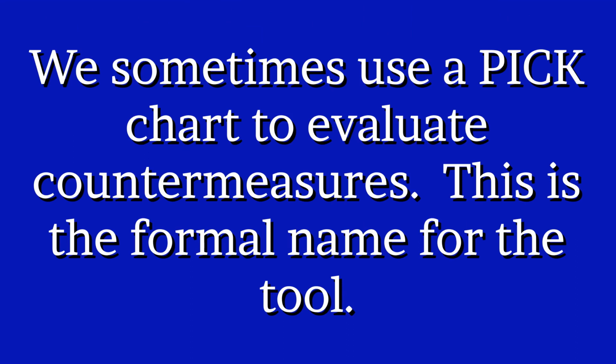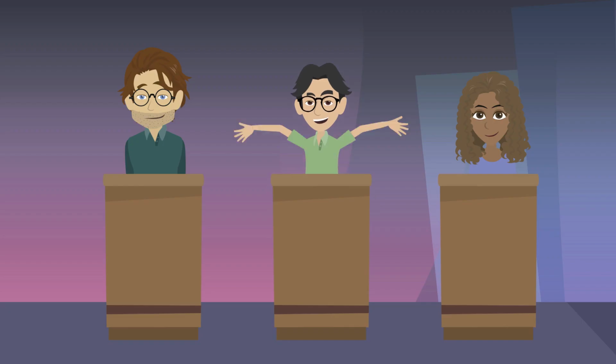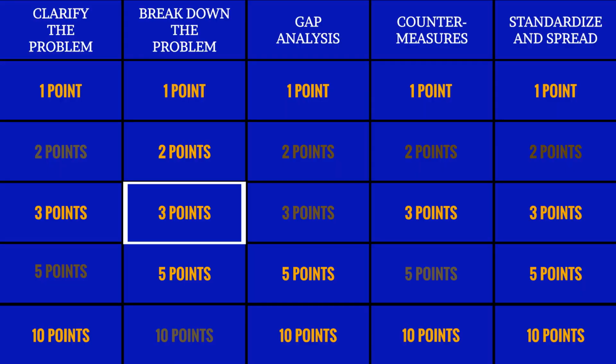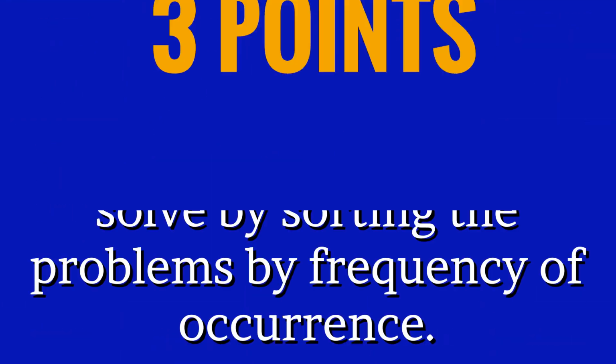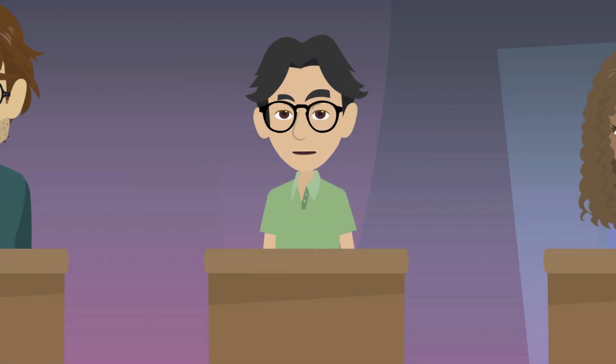We sometimes use a pick chart to evaluate countermeasures. This is the formal name for the tool. What is an impact effort matrix? This chart might be used to understand the most important problem to solve by sorting the problems by frequency of occurrence. What is a Pareto chart?